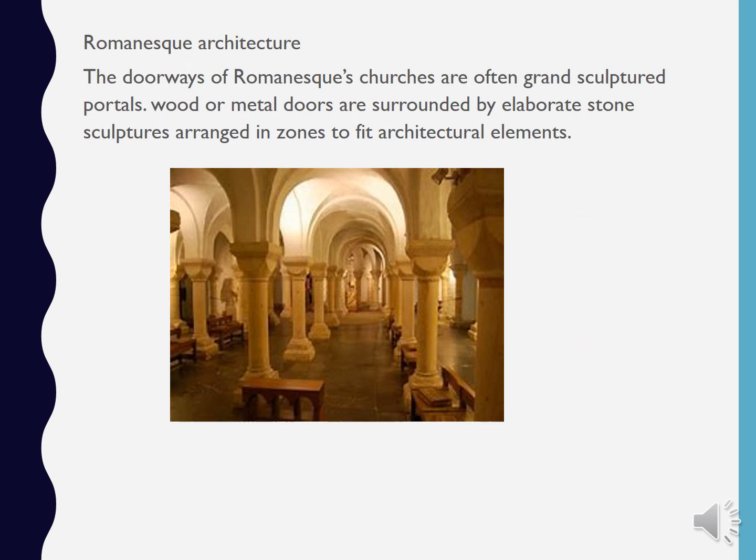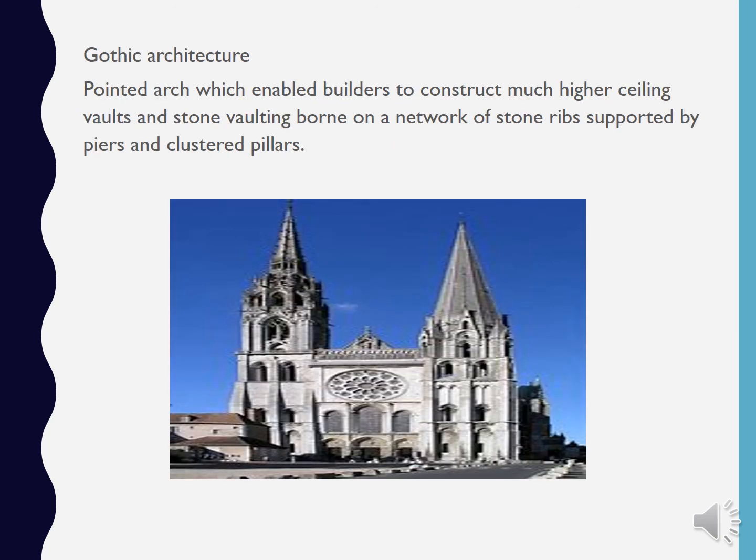Next is Romanesque architecture. The doorways of Romanesque churches are often grand sculpture portals. Wood or metal doors are surrounded by elaborate stone sculptures arranged in zones to fit architectural elements. Gothic architecture, pointed arch, which enabled builders to construct much higher ceilings, vaults and stone vaulting borne on a network of stone ribs supported by piers and clustered pillars.